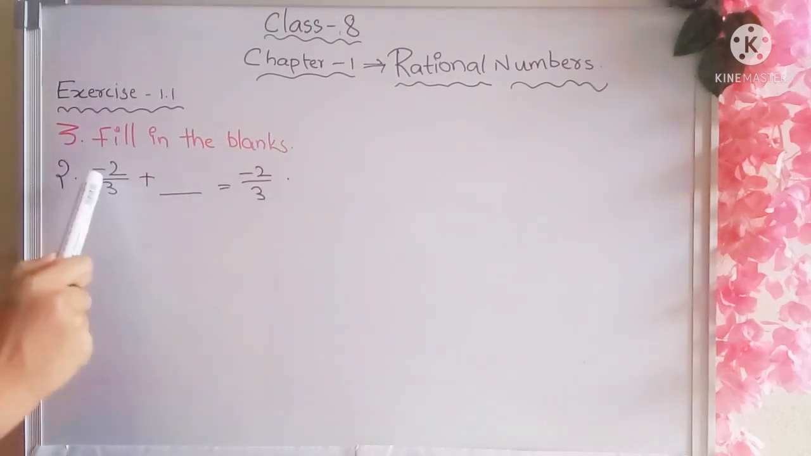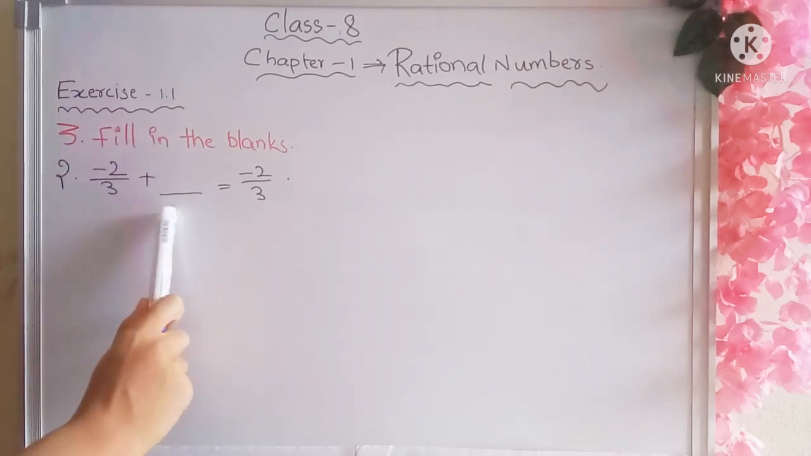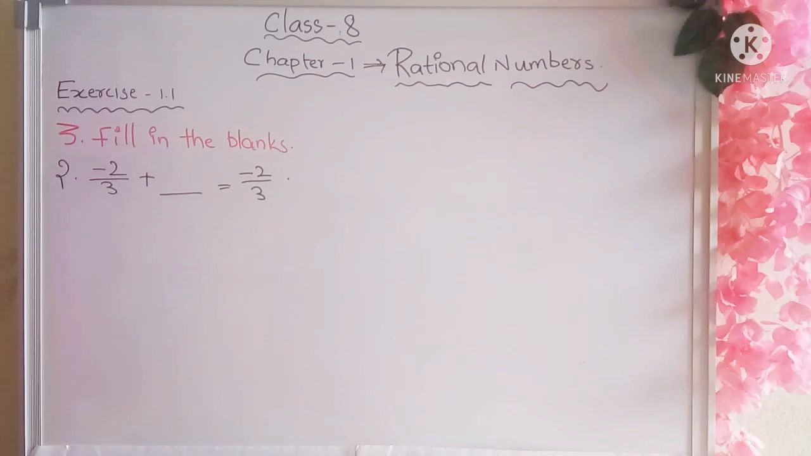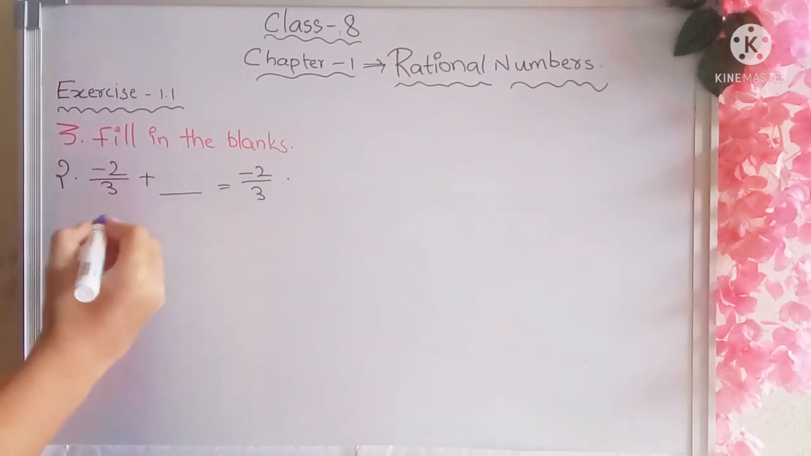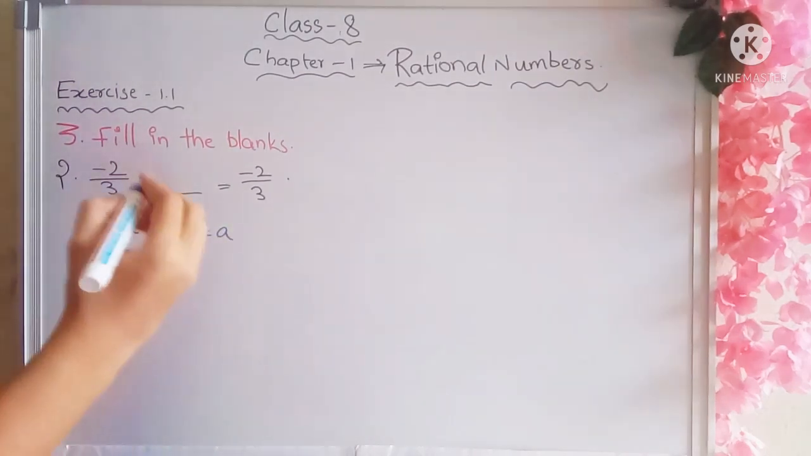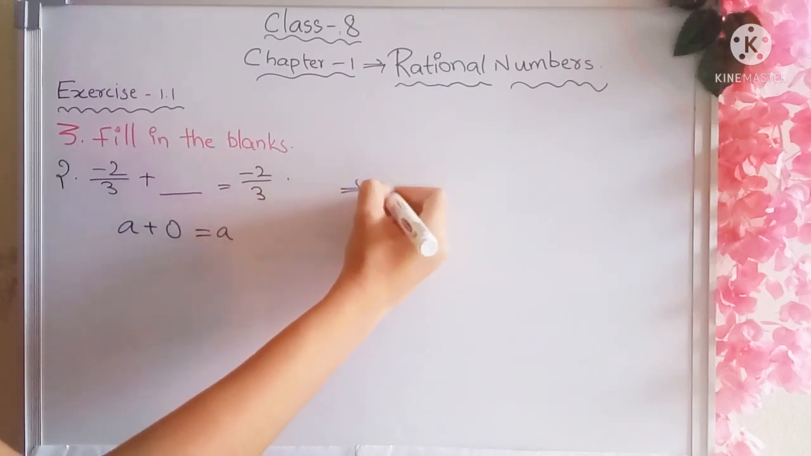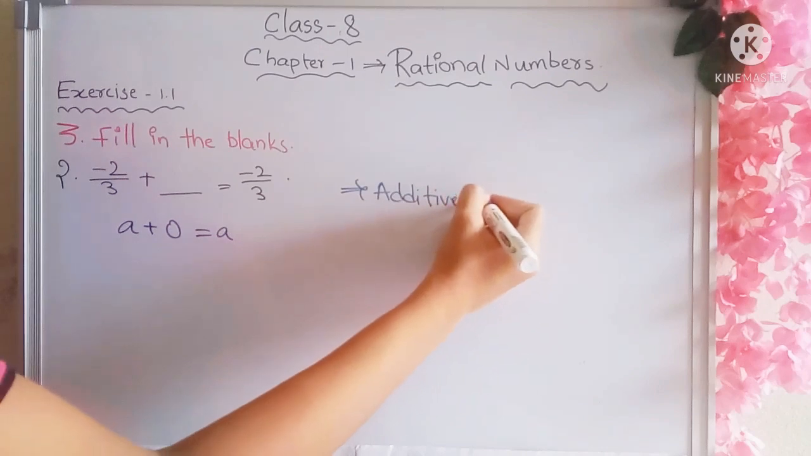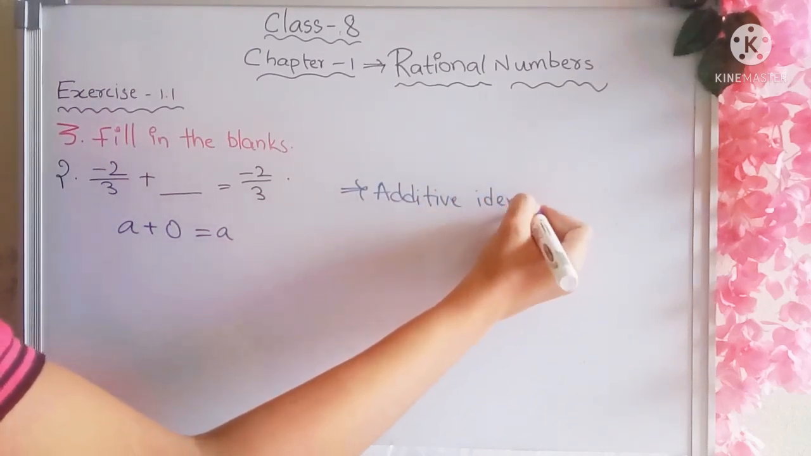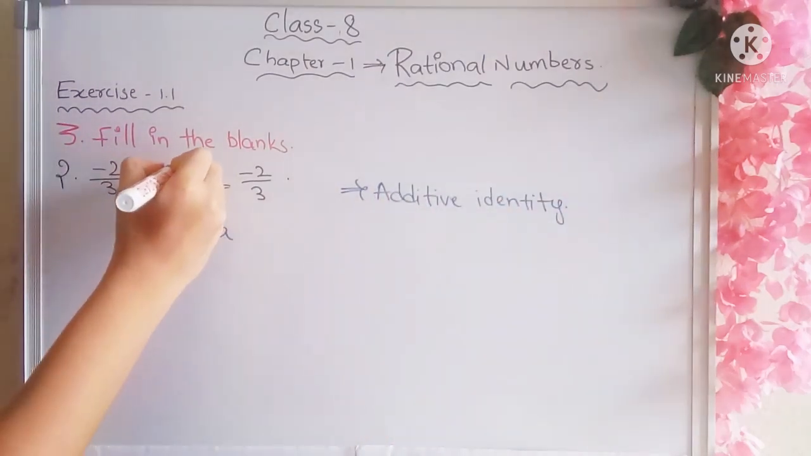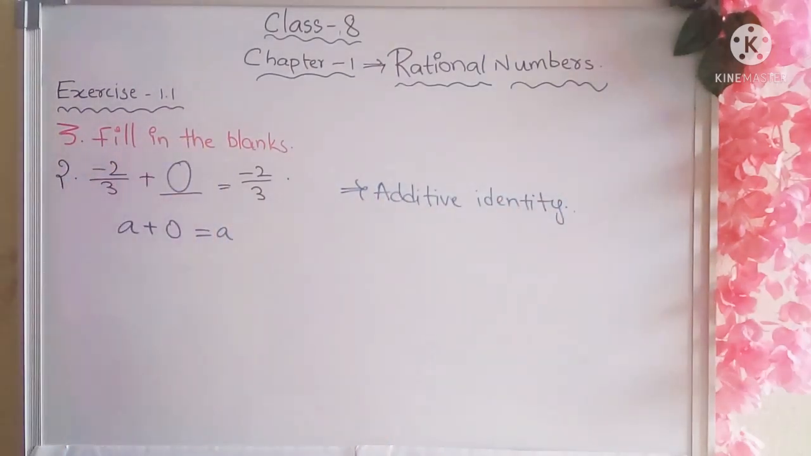The second question says minus 2 upon 3 plus something, if we are adding, we are getting the same number. So what is the property used here? Yes, that is A plus 0 is equal to A. So here this is the additive identity. Additive identity. So here in the fill in the blanks, 0 comes.